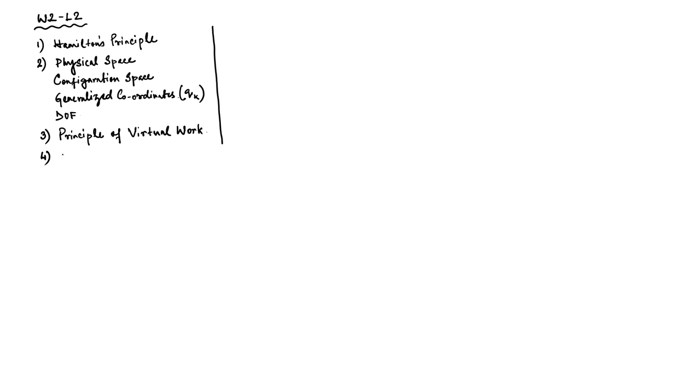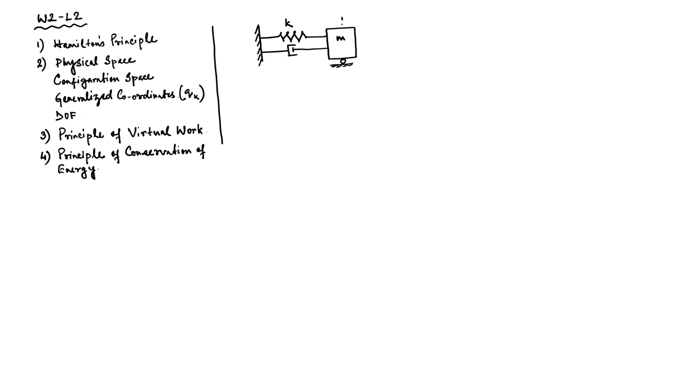So, let us quickly revisit principle of conservation of energy. For that, let us consider the same example of mass spring dashpot system, and for the time being, because we are considering a case where energy is conserved, we will take these two elements only, although we know there is a damping in the system, and for that we have only 1 degree of freedom.